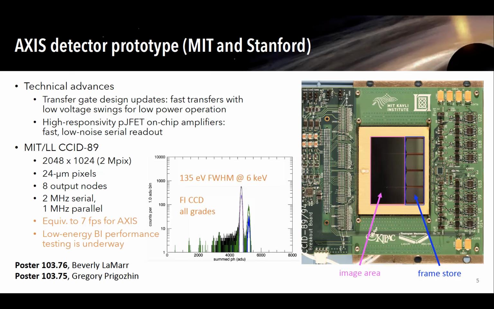Now, this is front side illuminated. We need to use a backside illuminated CCD in order to get that really good soft performance. So please come and see these posters for some backside illuminated CCD testing results, because that is underway right now. All right, so we're well on the way to having a CCD that can get out a low noise signal at the frame rate we need.